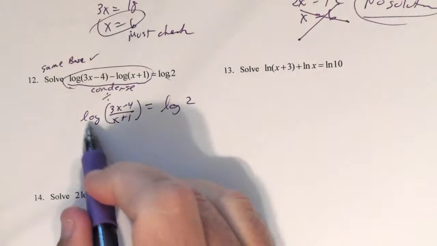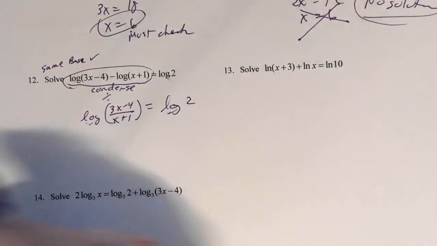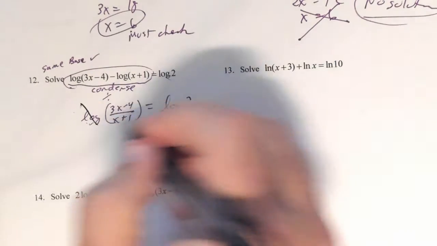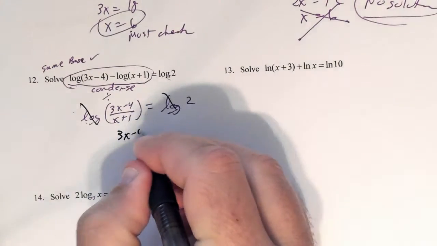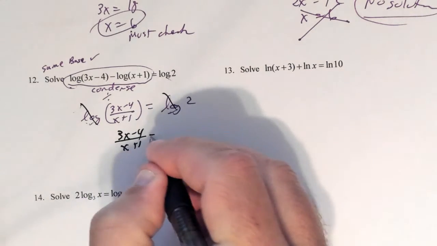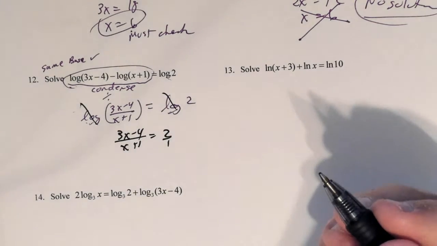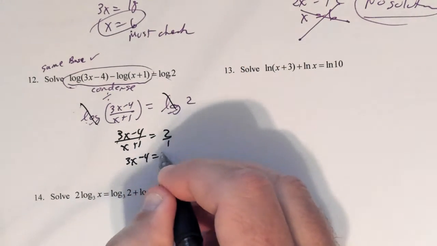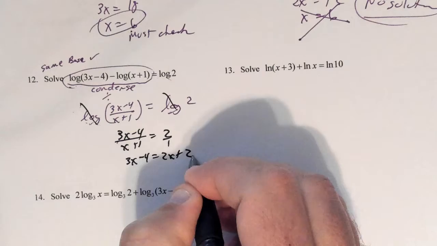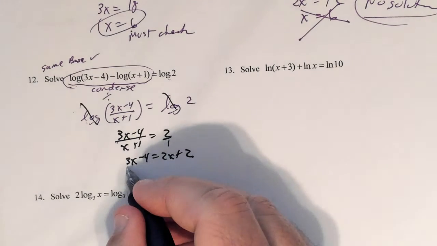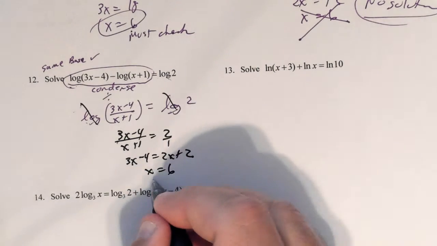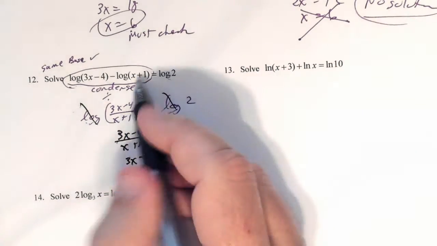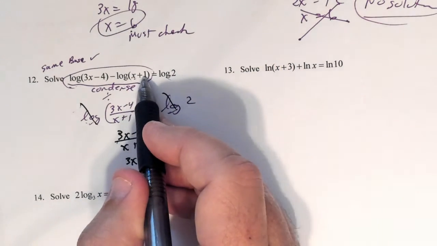Now I have one log on both sides, which means now I can drop them. And I get 3x minus 4 over x plus 1 is equal to 2, and I can cross multiply and solve. So we're going to cross multiply. 3x minus 4 is equal to 2x plus 2. That's going to be x equals 6, and I check to make sure it doesn't give me a negative here. That's 7.